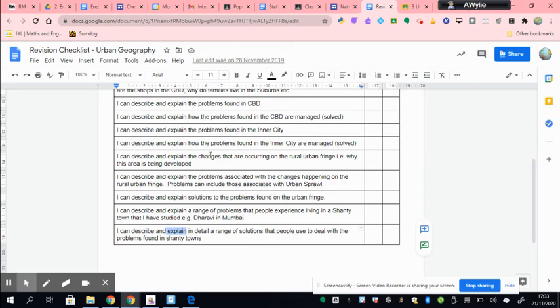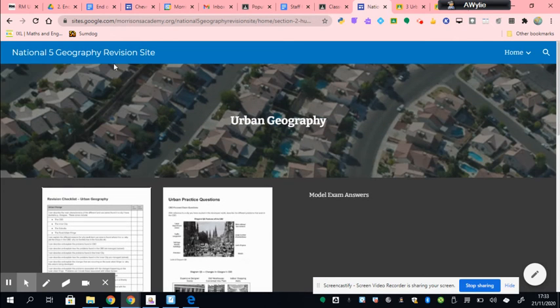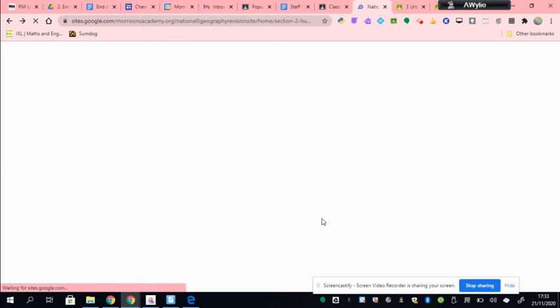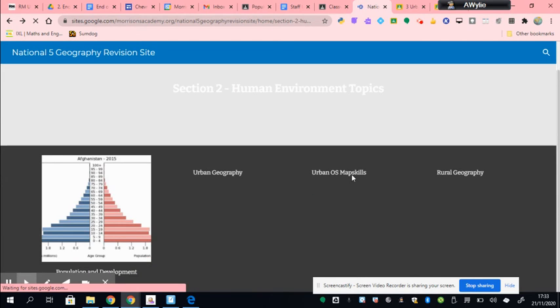But as with all urban geography, there is more often than not quite a number of key map skills. So let me just jump back one page on the revision website to the topic areas that come in under human environments. And let's look at the urban OS map skills.